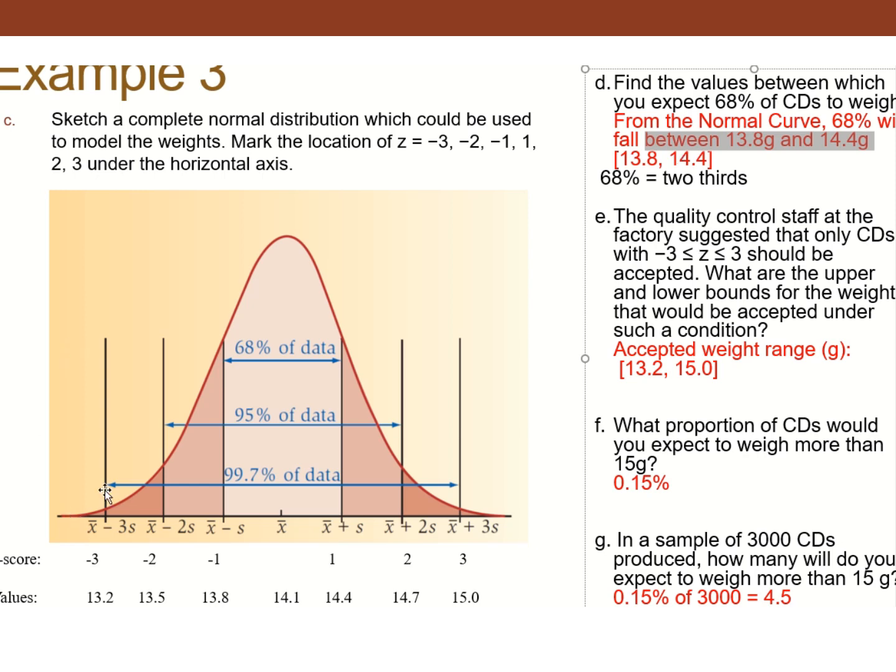Okay, so you're only going to accept between -3 and 3. So what would be the accepted weight? 13.2 to 15. That's pretty direct. All right, so you see, you don't need to write this. You can straight away just put down the square brackets.